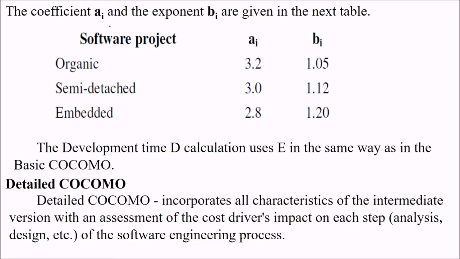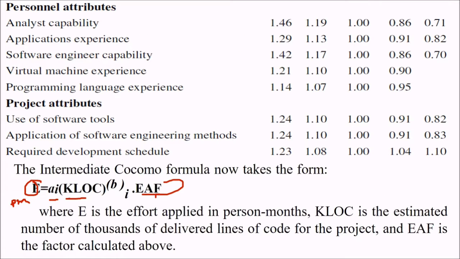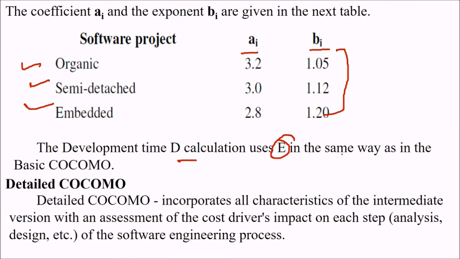So these coefficients Ai and Bi are given for some software project types, which can be divided into organic, semi-detached, and embedded. So these Ai, Bi are the constants which we are going to use. The development time D calculation uses the E, which we have just computed, the effort in person month. So development time will be on the basis of E, in the same way as in basic COCOMO.